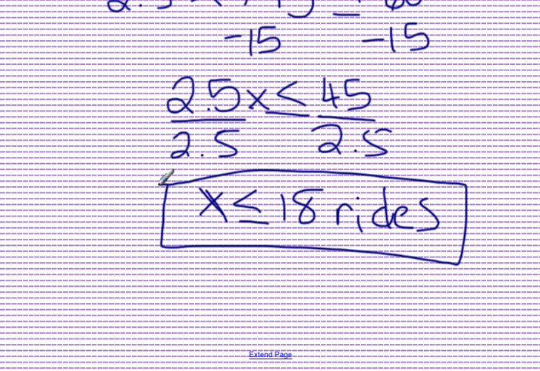Okay, so that's how many rides. I could go on 18 rides, or I could go on less than 18 rides. Could I go on 19? No, because it has to be less than or equal to 18 rides.